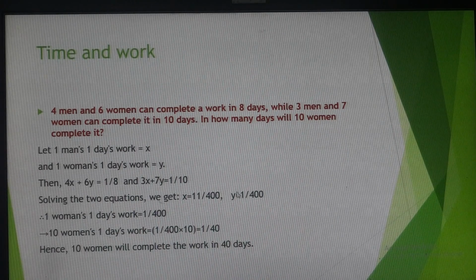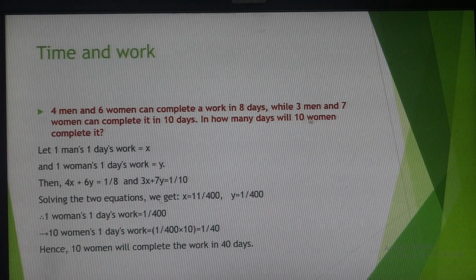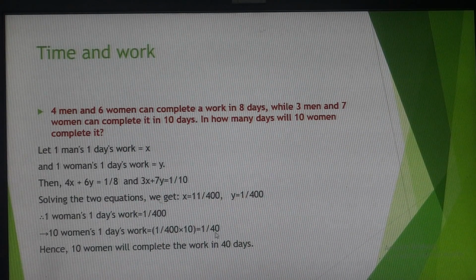Then y is woman's work, so one woman's 1 day work will be 1 by 400. This was for 10 women, so just multiply it by 10, you will get 1 by 40. And the final answer, as we did earlier, reciprocating this answer, 10 women will complete the work in 40 days.